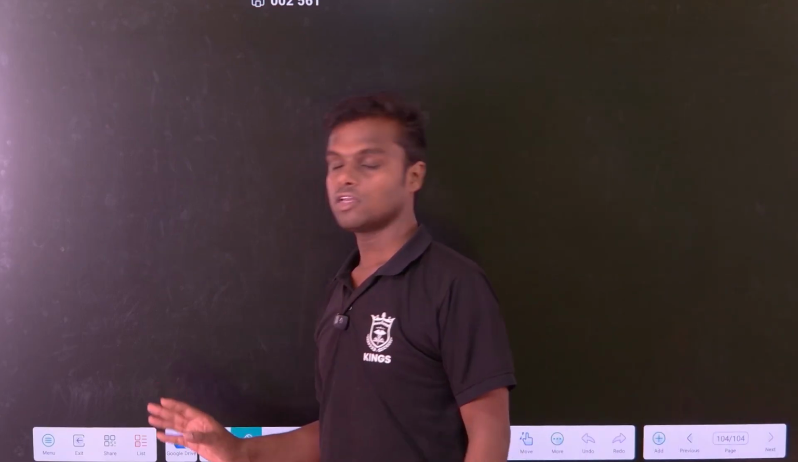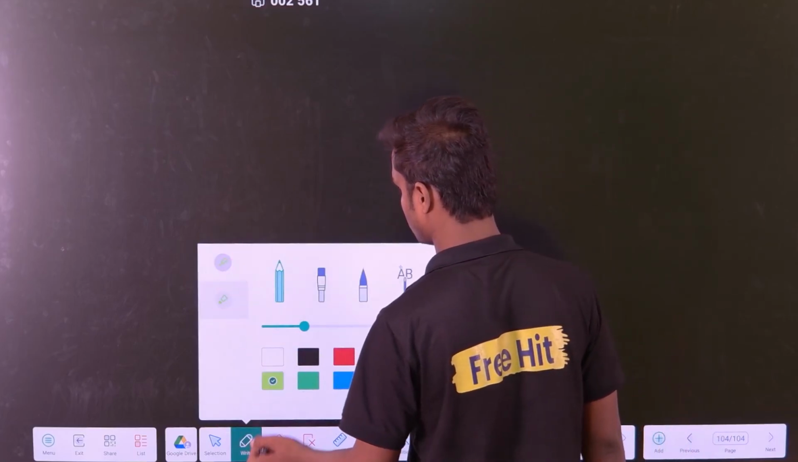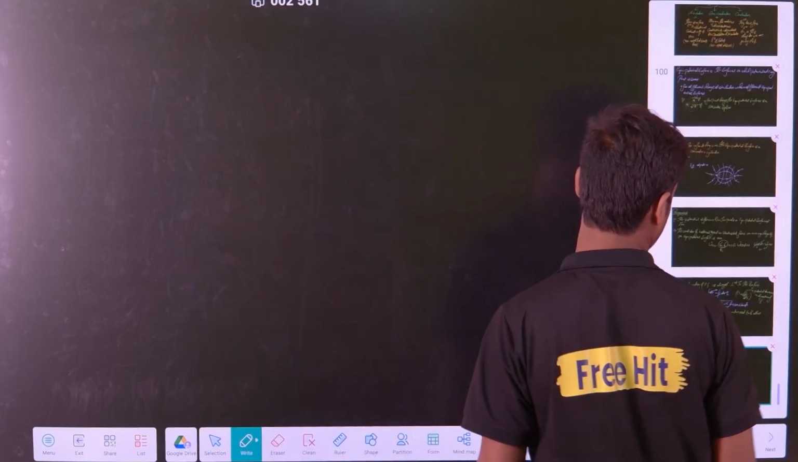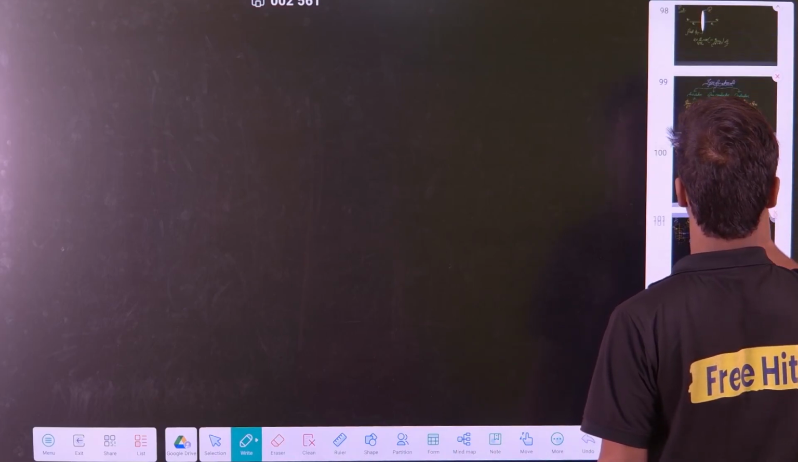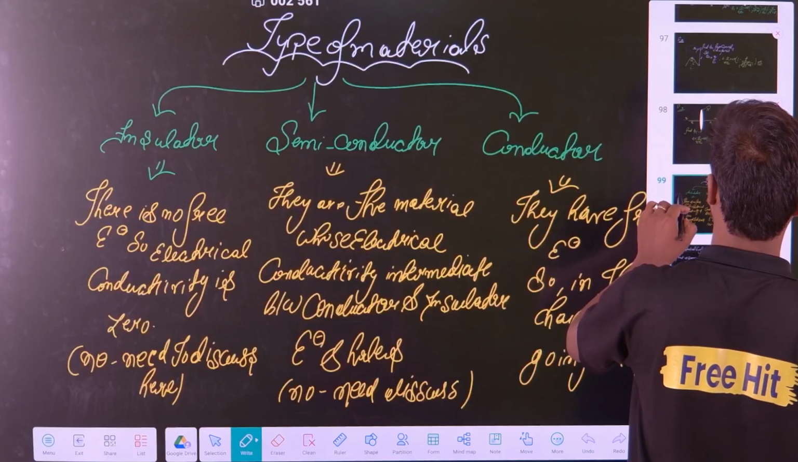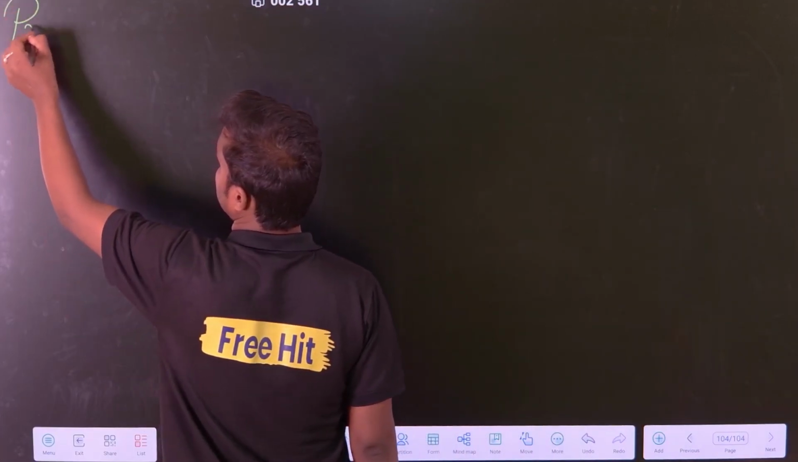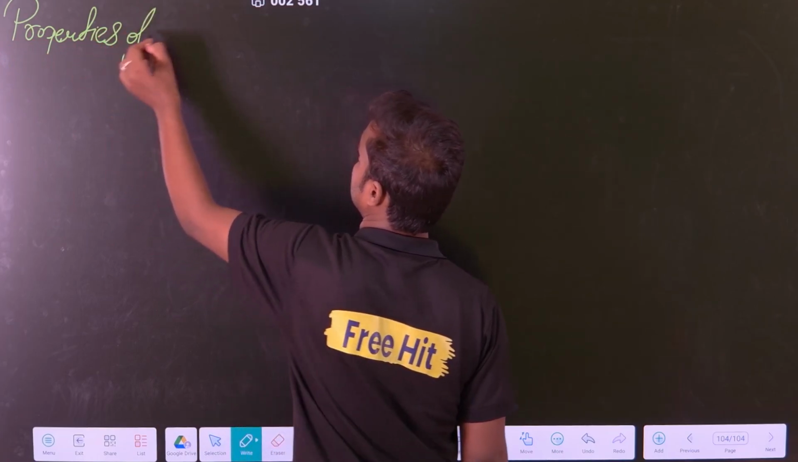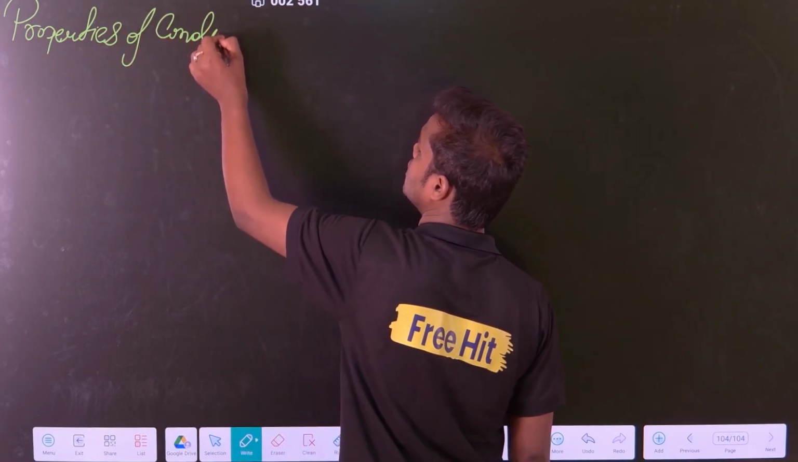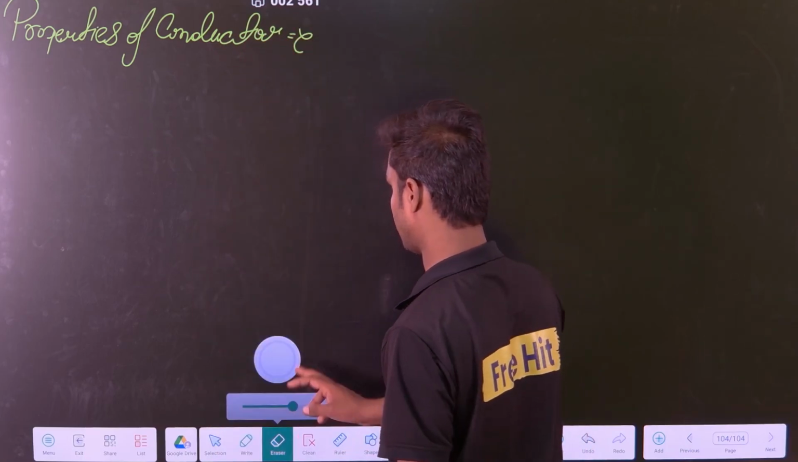Now from here we are moving toward the next thing, that is the properties of conductors. That is our major portion, and we are moving to that topic only. So give the heading properties of conductor. We will see each and every property, and you have to remember this lecture as it is, as I am teaching, as I have remembered it.